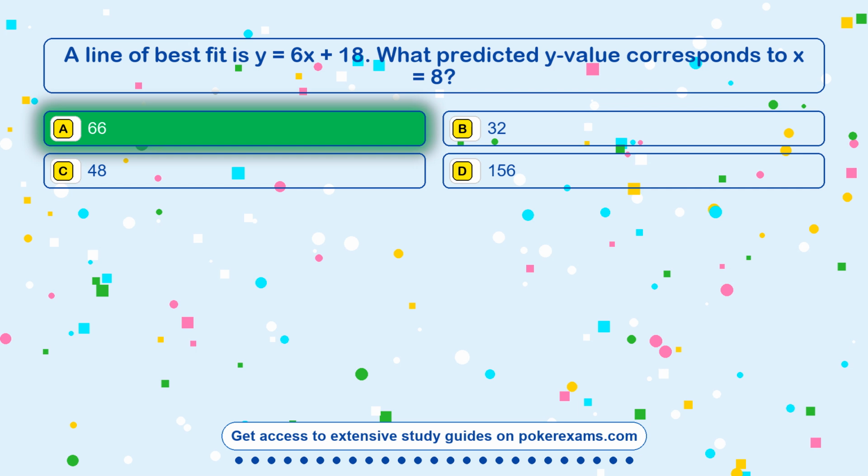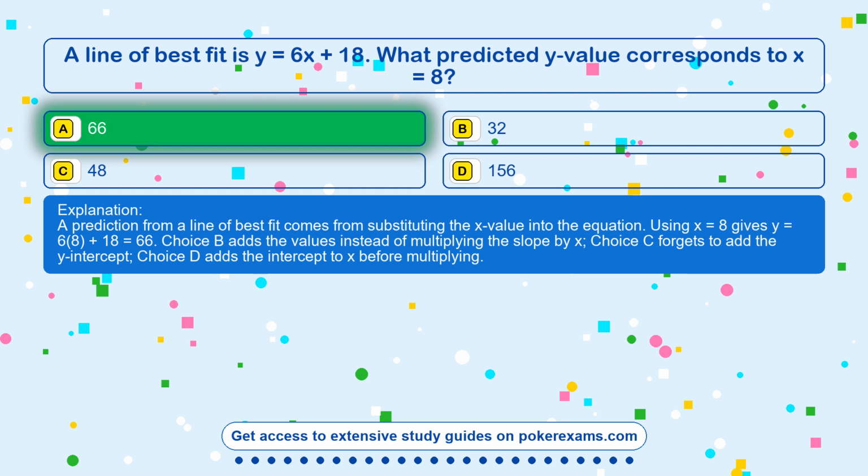The correct answer is option A, 66. A prediction from a line of best fit comes from substituting the x-value into the equation. Using x equals 8 gives y equals 6 times 8 plus 18 equals 66. Choice B adds the values instead of multiplying the slope by x, choice C forgets to add the y-intercept, choice D adds the intercept to x before multiplying.